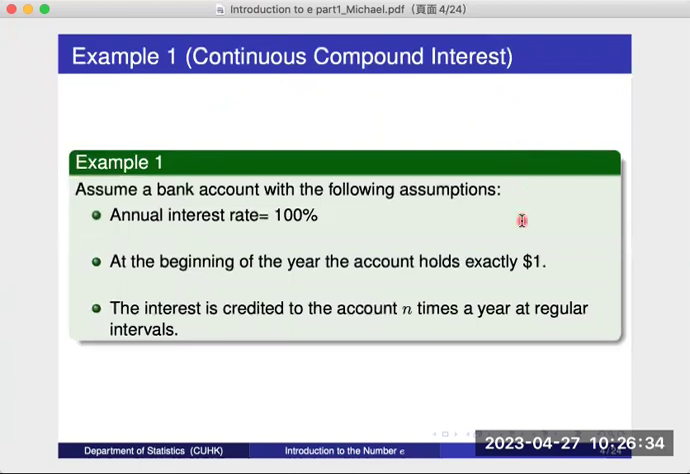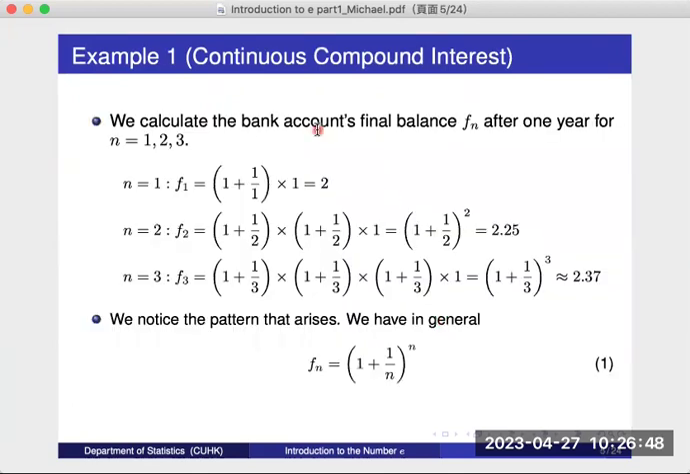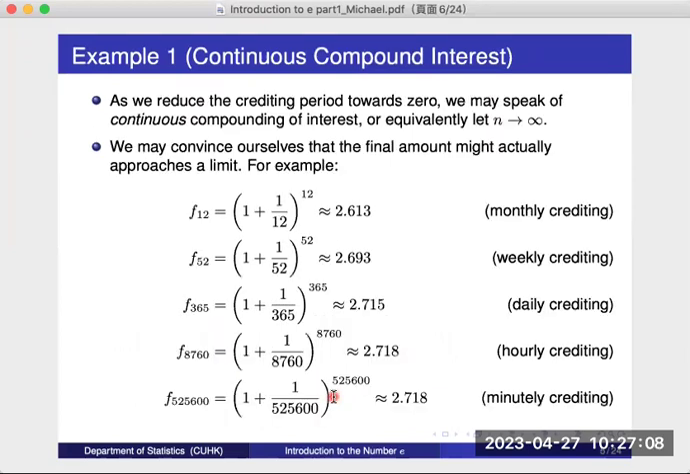Assume a bank account with an annual interest rate of 100%. At the beginning of the year, the account holds exactly $1, and the interest is credited to the account n times a year at regular intervals. We calculate the bank account's final balance Fn after 1 year for n equals 1, 2, 3. We notice the pattern that arises. In general, we have Fn equals (1 plus 1 over n) to the power of n.